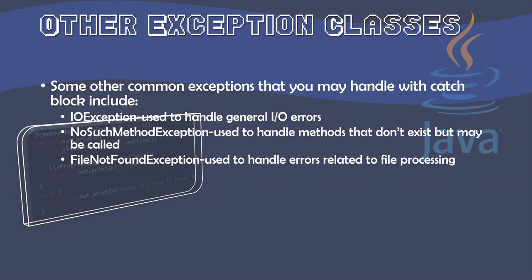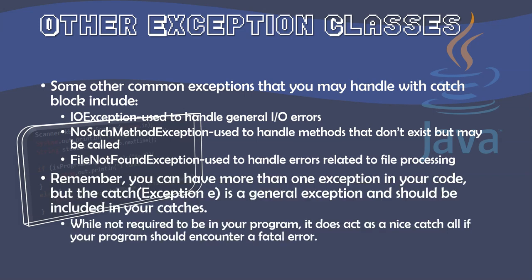And of course the file not found exception, which we have seen to a degree when we looked at file IO, because this handles errors related to file processing. If it can't find that file or the file is corrupted where it can't open it, the file not found exception is going to be a great way to help handle that. Now remember, you can have more than one exception in your code, but the catch, which is using exception e, is again just a general exception and should be included in your catches.